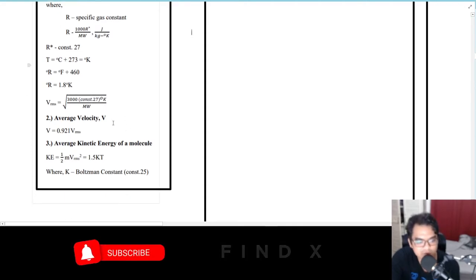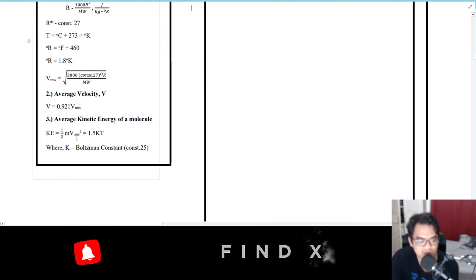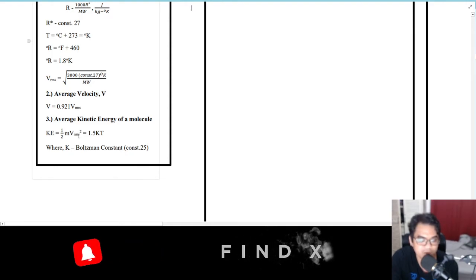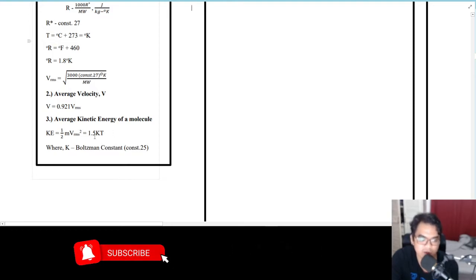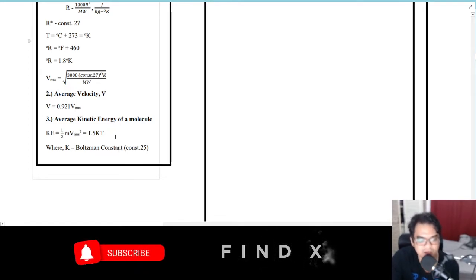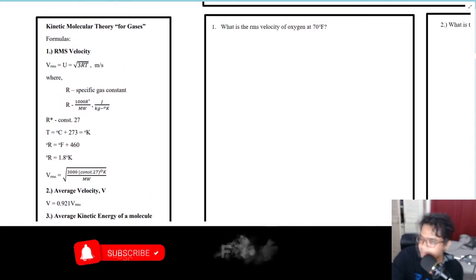For number 2, the average velocity is just 0.921 of the RMS velocity. And for the average kinetic energy of a molecule, the kinetic energy is equal to 1/2 mv squared, where the velocity should be the root mean squared or RMS, or equal to 1.5 kT, where k is the Boltzmann's constant, number 25 if you are using the Casio 991 ES Plus, and T is still your temperature. With that, let's move on to the first problem.